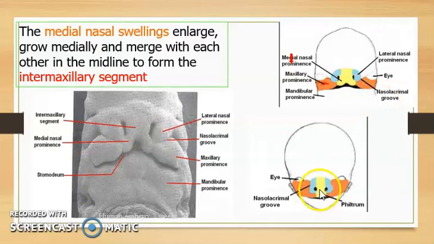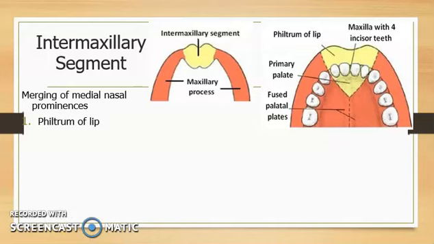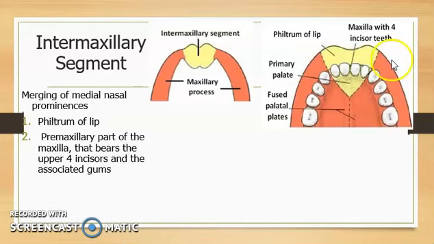Here again, this yellow colored part is forming the philtrum. It's from the intermaxillary segment, and this red colored part is from the maxillary prominence. The intermaxillary segment is formed, as I have told you, because of fusion of medial nasal prominences, and the derivatives are the philtrum of the upper lip. It also forms the premaxillary part of the maxilla that bears the four incisor teeth and its associated gums.